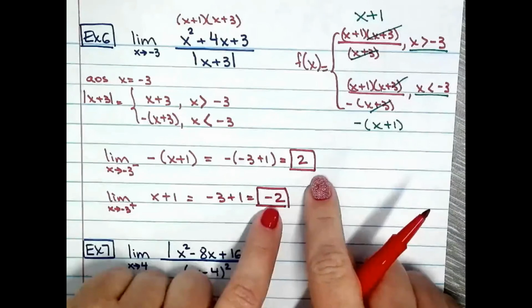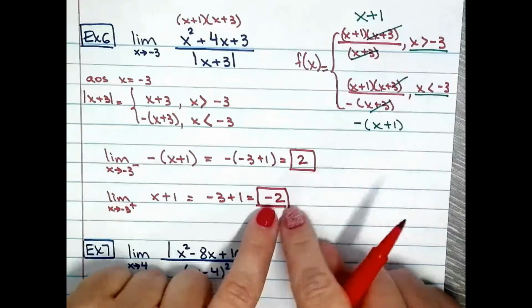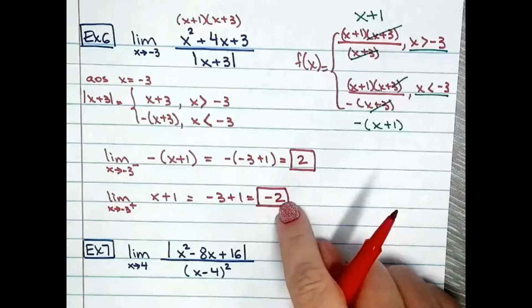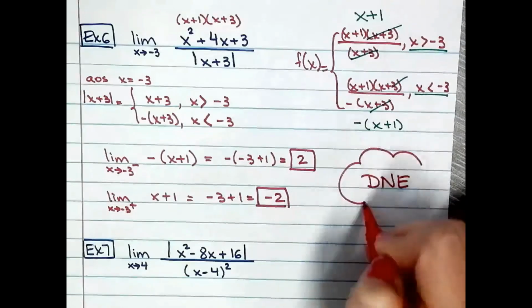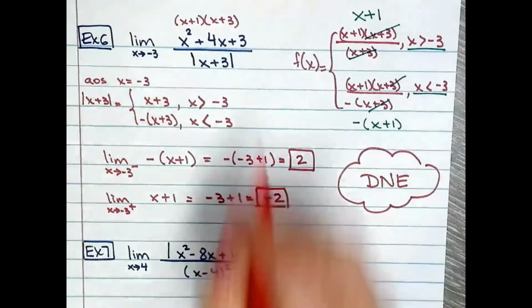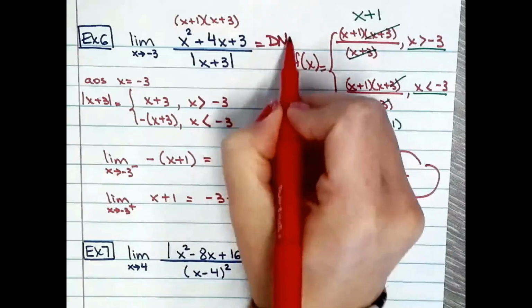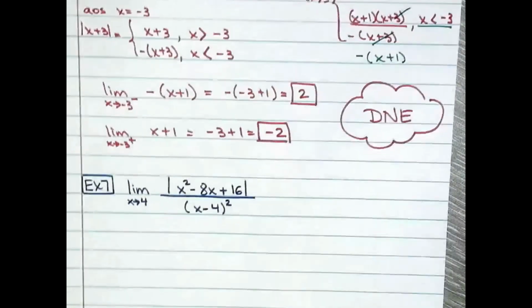And a two-sided limit only exists if the one approaching from the left and the one approaching from the right are the same. They need to agree. Otherwise, this limit does not exist. This limit does not exist. Does not exist. All right, last one.